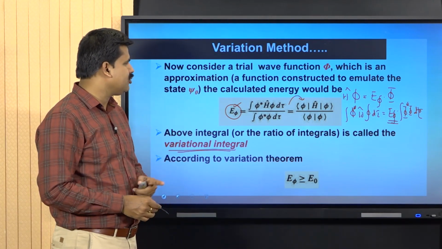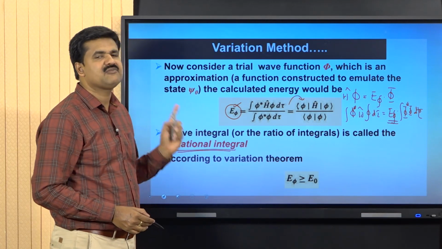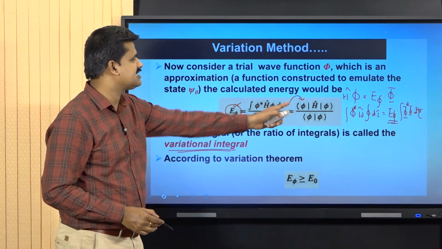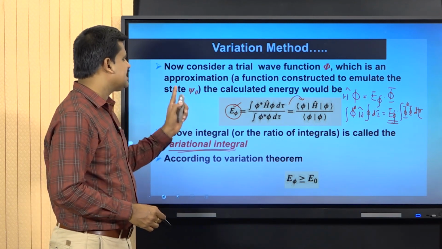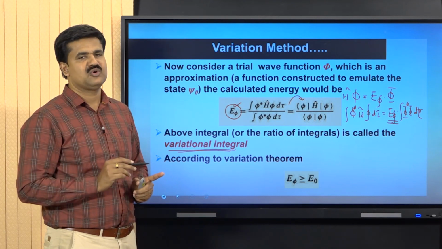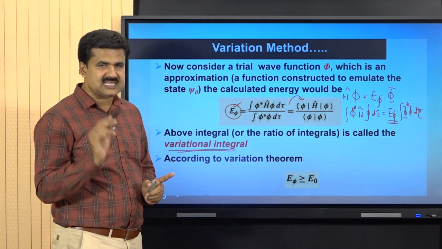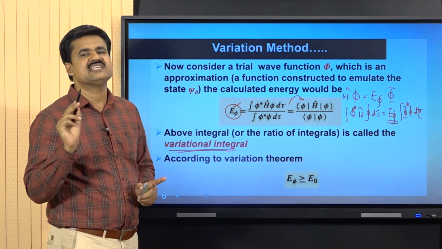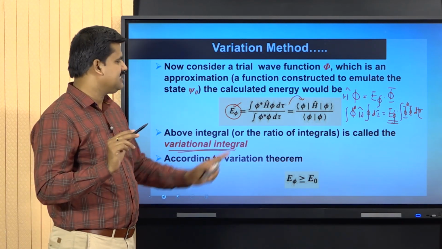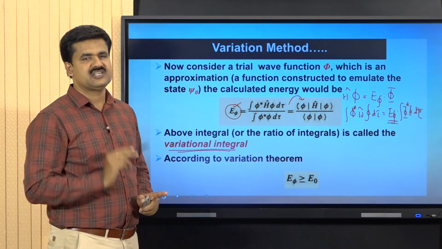E phi equals integral phi star Hamiltonian phi d tau divided by integral phi star phi d tau. This term can be taken as the variational integral. Now we are moving on to the variation theorem. The variation method is based on the variation theorem, and this is the mathematical representation of the variation theorem.